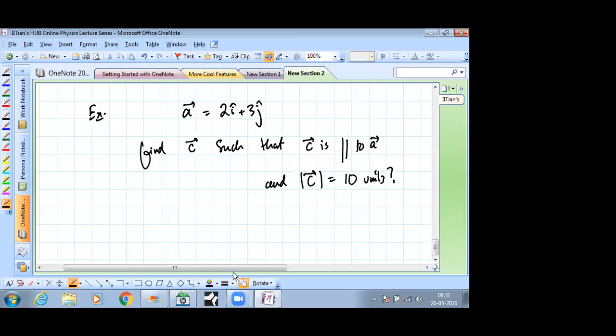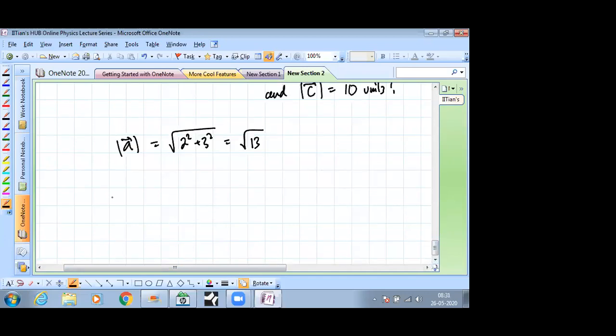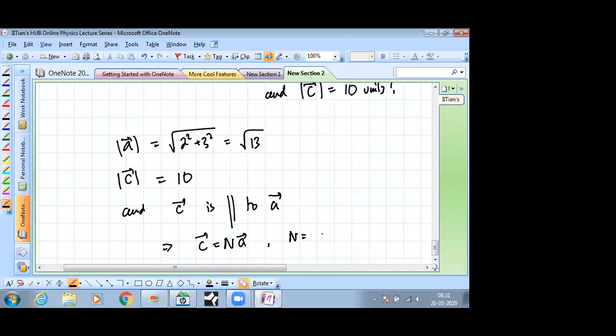So what we'll do over here is first see what is mod A. Mod A is square root of 2 square plus 3 square, so that is square root of 13. Fine. Now, what do I want mod C to be? Mod C should be 10, and C is parallel to A. That means C should be n times A, where n is basically 10 divided by root 13.